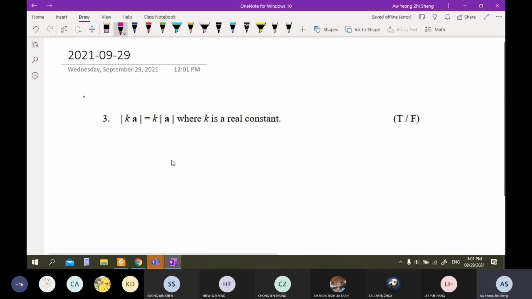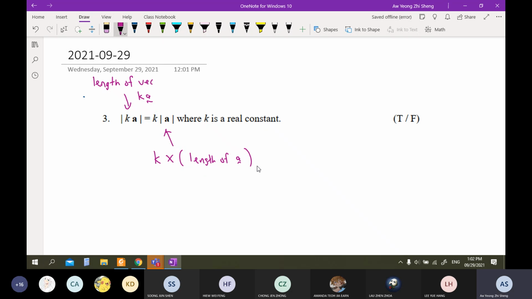Okay, point number 3 on the true or false section. The length of the vector Ka is equal to K times the length of A, where K is a real constant. Do you think this is true or false? On the left is the length of vector Ka. On the right is K times the length of vector A. So do you think this is true or false? Your response in chat.